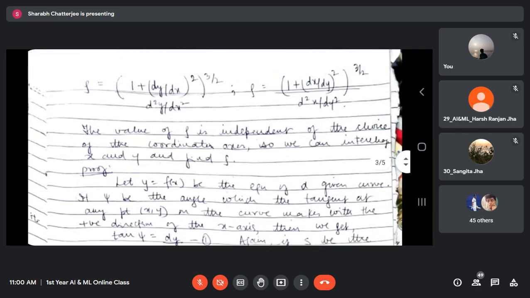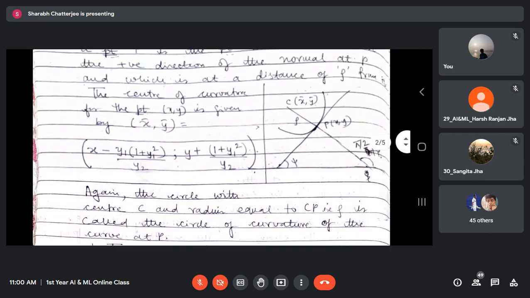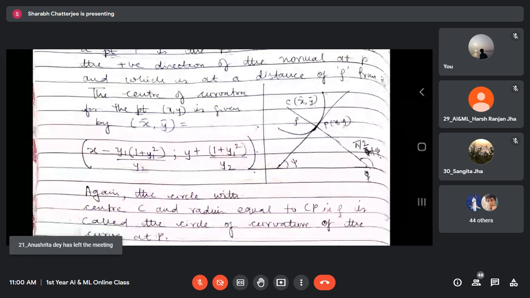This is the center. The center of curvature of the point xy is given by x bar, y bar, or sometimes we write xc, yc. This formula you have to remember: x minus y1 by y2 into 1 plus y1 square, and y plus 1 by y2 into 1 plus y1 square. This is the formula of the center of curvature, and you get questions like this too. Find the center of curvature, find the radius of curvature, or simply find the curvature.